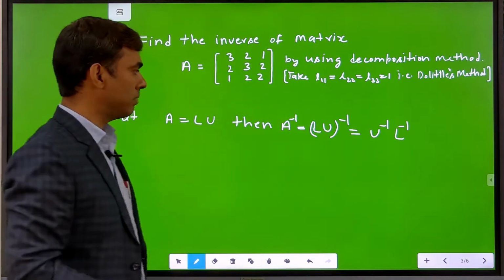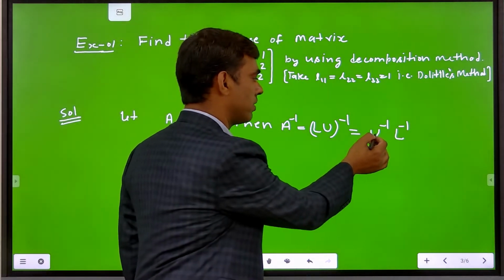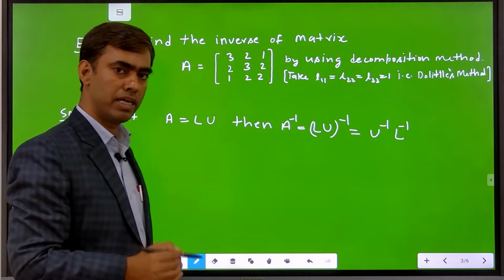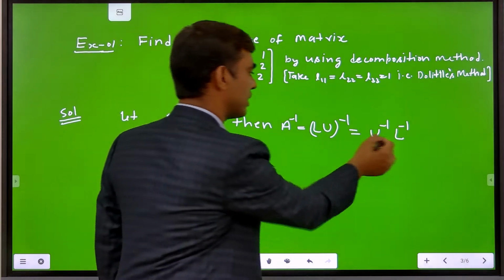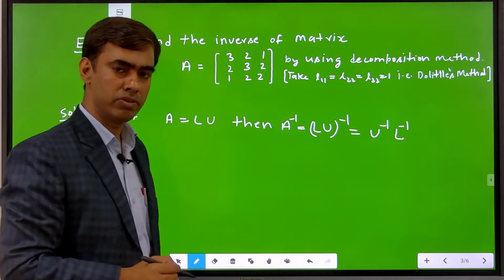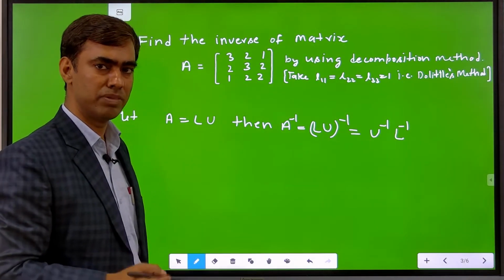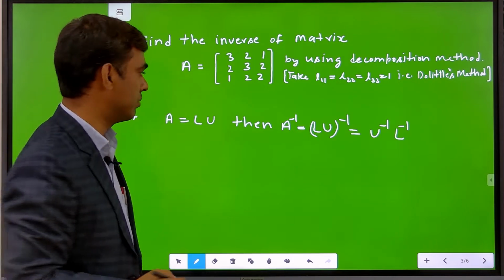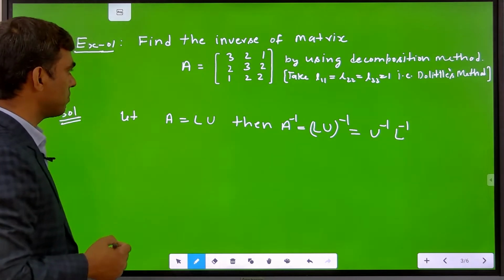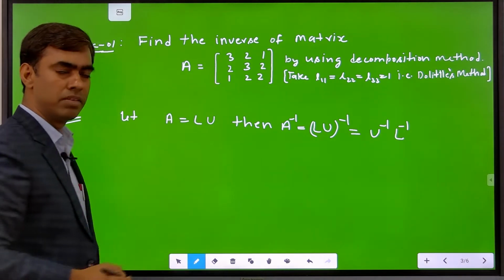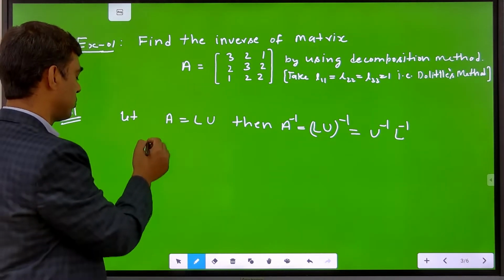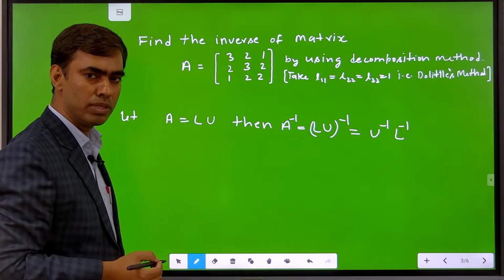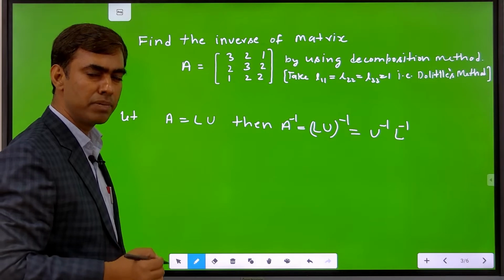So what is our aim? Our aim is to first find the values of L and U. Once we find L and U, then we find L inverse and U inverse. Once we find U inverse and L inverse, then we multiply U inverse and L inverse in order to find A inverse. Now since the matrix is a 3 cross 3 matrix, we write a 3 cross 3 lower triangular matrix and a 3 cross 3 upper triangular matrix.